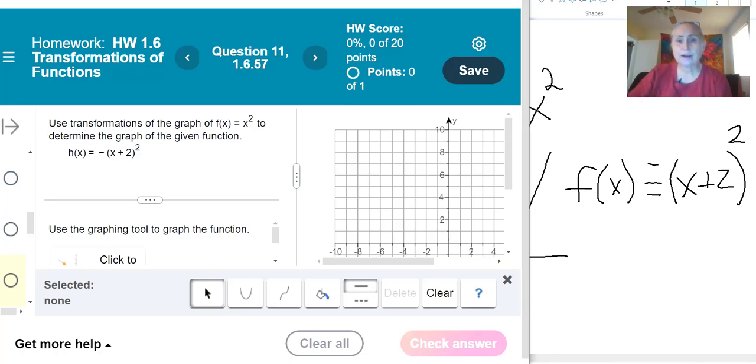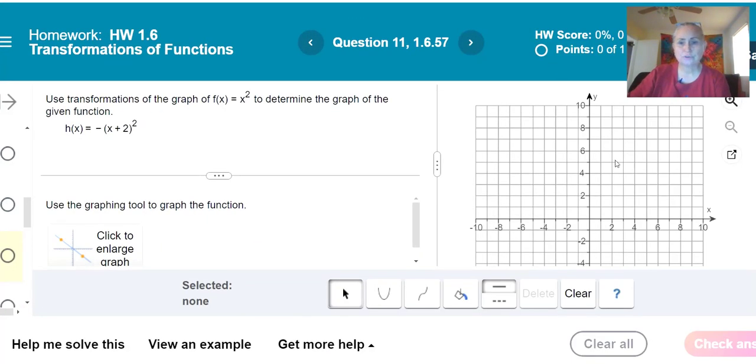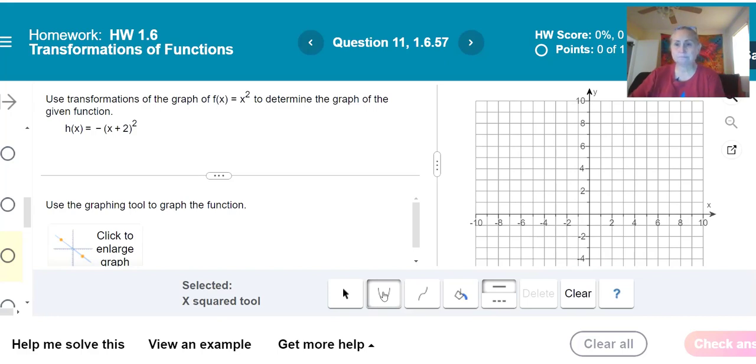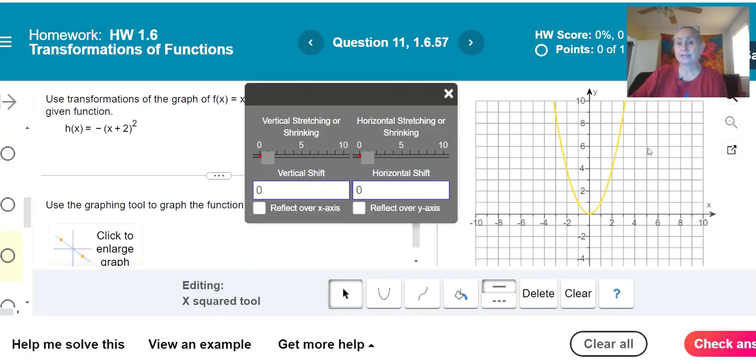So let's talk about how MyMathLab wants you to do this. Click anywhere on your graph and you'll see this keyboard, or this palette, down here. The parabola is the U shape, so we select the U shape. The next thing we do is click anywhere on the graph and it gives us that basic shape right there at the origin, like I tried to draw.